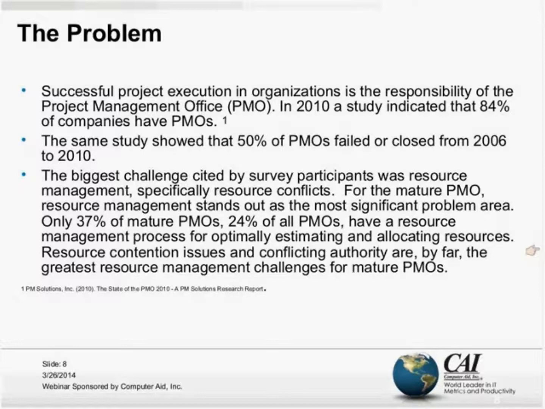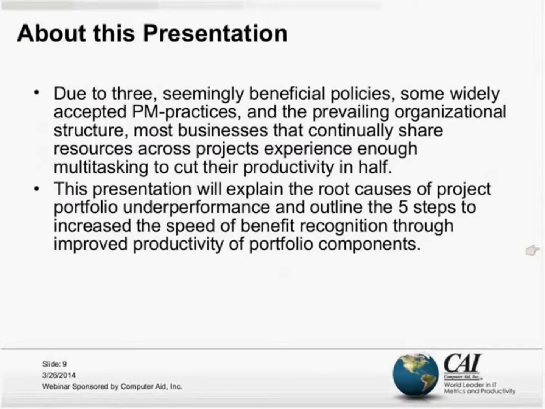So 3 out of 4 PMOs basically cite that they do not have a process in place for optimizing resources across projects and do not have a process in place for managing resource conflicts. I think what we want to do is look at what causes some of these factors, or causes this statistic to be so high.